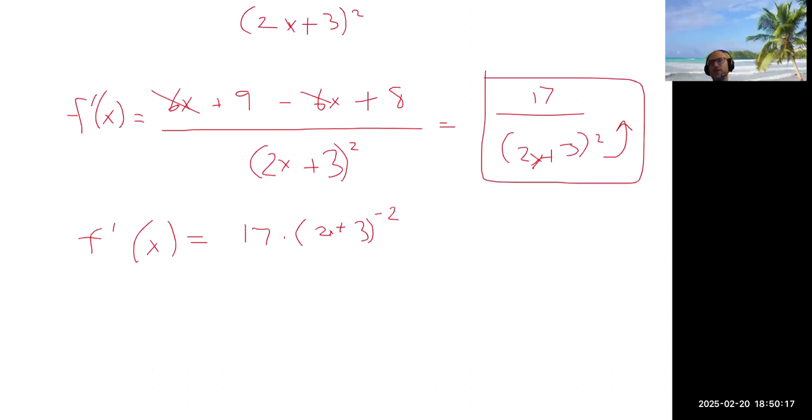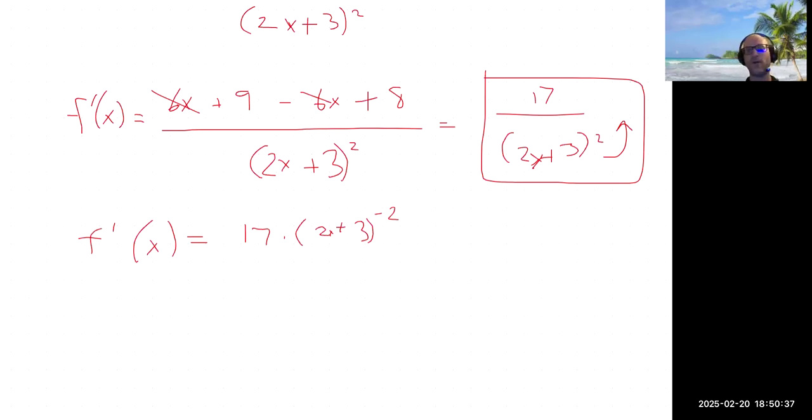I would leave it like this. But when I'm setting it up to take the second derivative, that's when I would move it up to the top and make it a negative exponent. Okay. And now that I have it as a negative exponent, here's where we get to practice the chain rule, which is what we need to practice for this chapter anyway. So good timing.